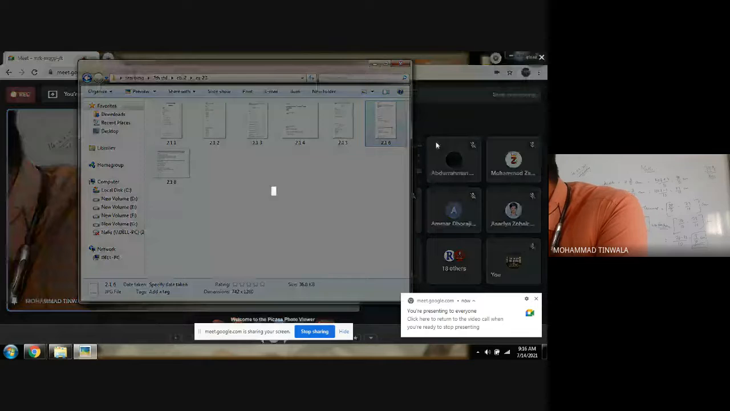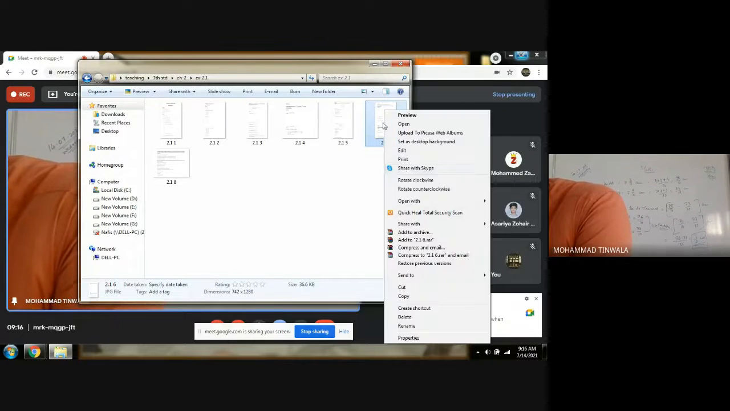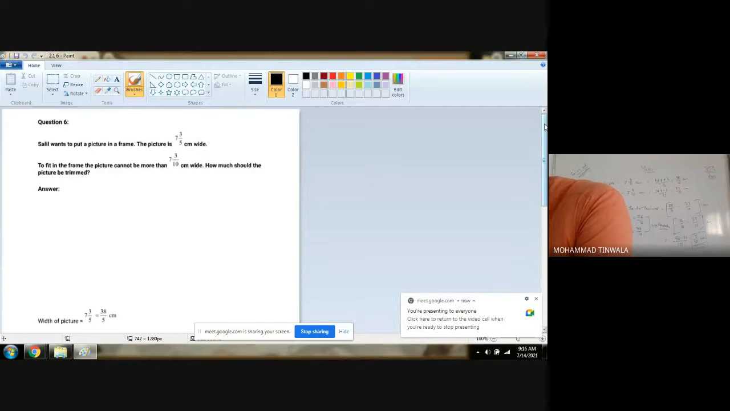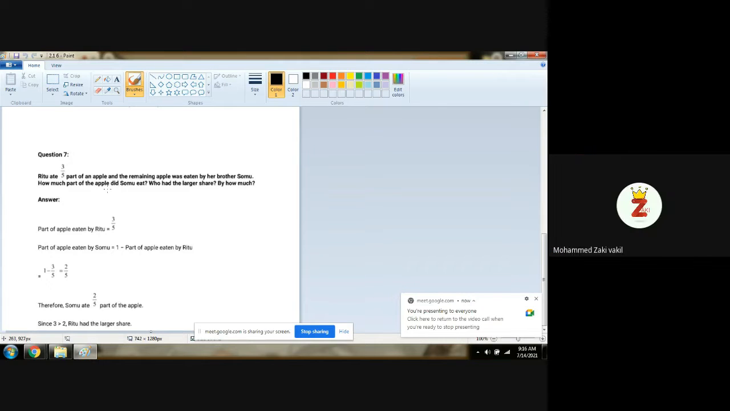Oh, sorry, it was on the same page. Let me read quickly. Question number 7: Ritu ate 3/5 part of an apple. The remaining apple was eaten by her brother Somu. How much part of the apple did Somu eat? Who had the larger part?